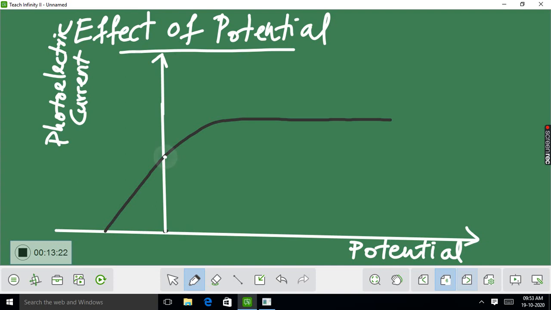Then it is found that the photoelectric current increases gradually when we increase the potential, until a stage where the photoelectric current reaches a maximum value at a particular positive potential. When the potential is increased further, there is no increase in photoelectric current. The photoelectric current has a constant value.